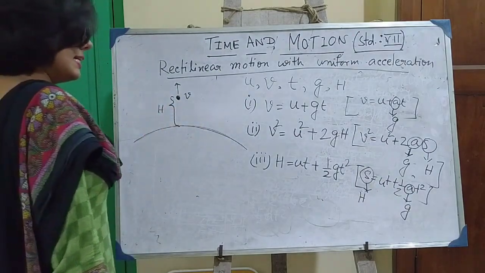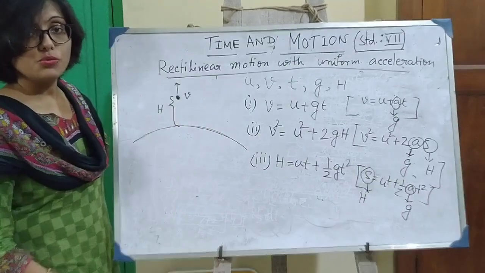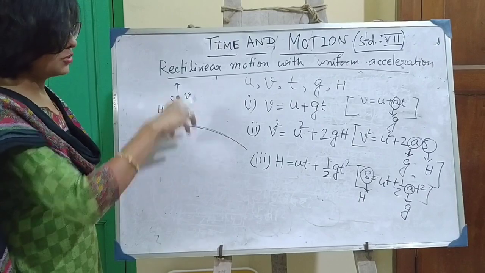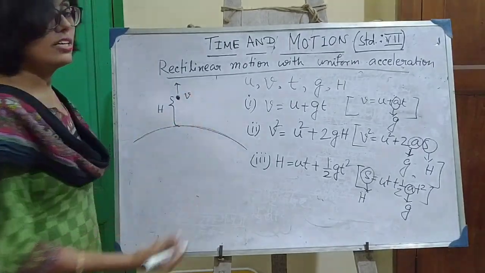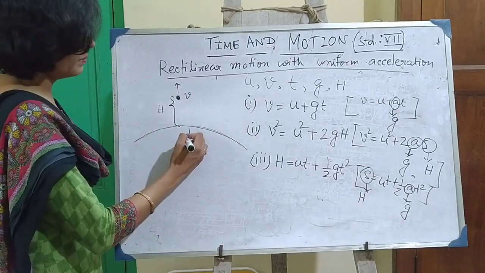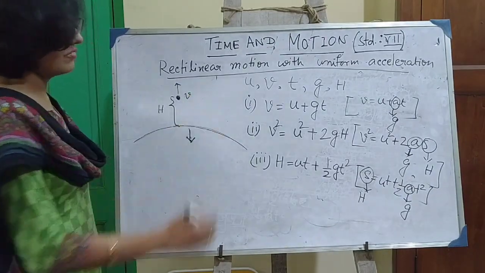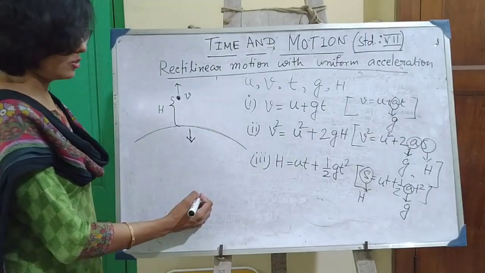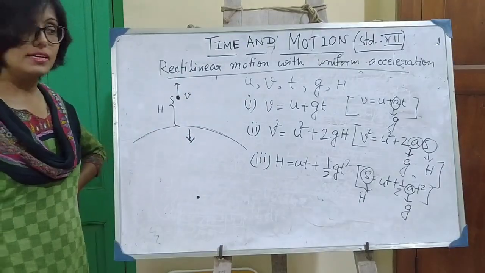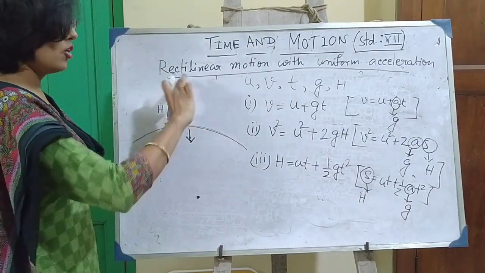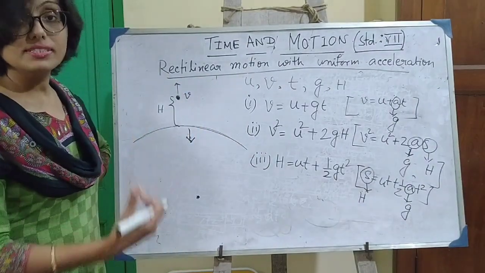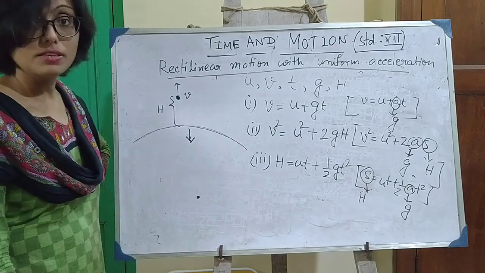Then we can say that since the body is moving in upward direction, definitely the force with which the earth is pulling the body and the direction of motion of the body both are opposite to each other, because gravitational pull or gravity is always directed towards the center of earth. Direction of motion of the body is upward direction. Both are oppositely directed, so the body is moving with uniform retardation or uniform deceleration.